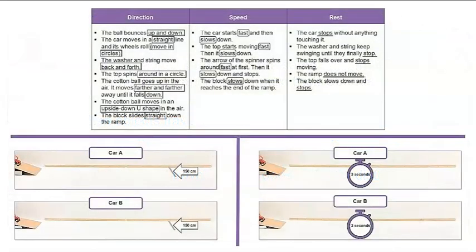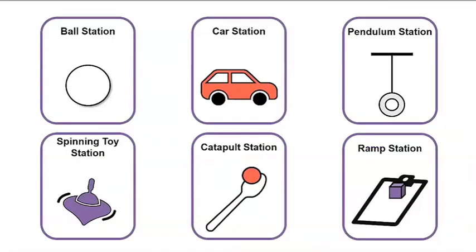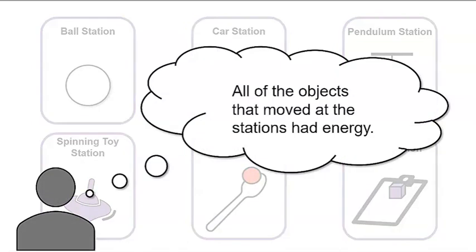Wow, we've learned so much already. Your second task for today is to summarize your knowledge of motion. Be sure to include the words direction, speed, and rest in your summary. Think about the objects you observed at the stations. Which objects do you think had energy? I think all the objects that moved at the stations had energy. We know that energy is necessary to make something happen, and we saw something happen at all of the stations.